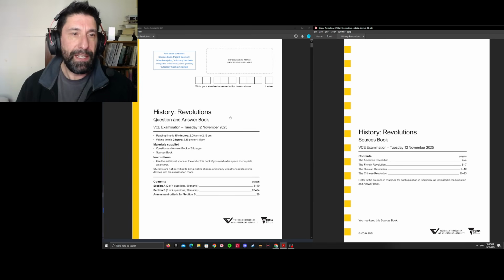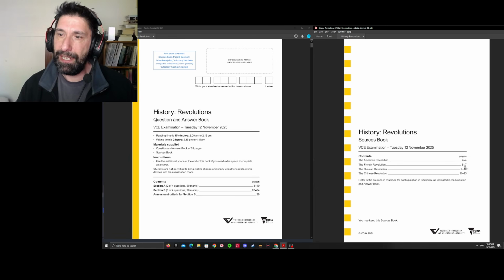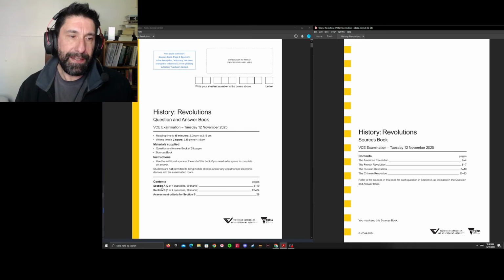So the first thing is I look at the contents page of my question and answer book, and I look at the contents page of my sources book, and I go straight to the relevant pages without wasting time. And the other thing I do, even before I do that, is I think about how much time I should allocate to each section. In section A, and we can see down here, section A is our source analysis section, and section B is the section on the essays.